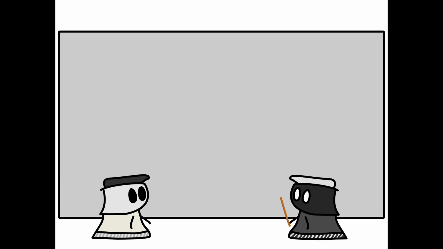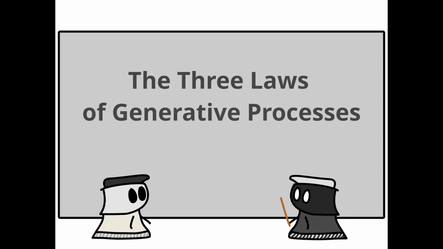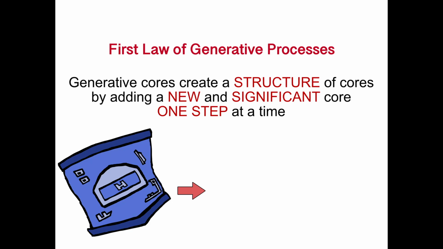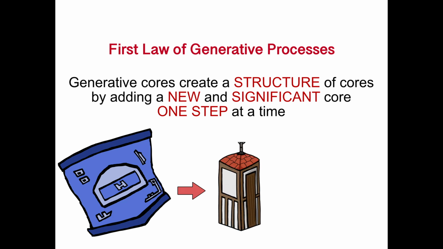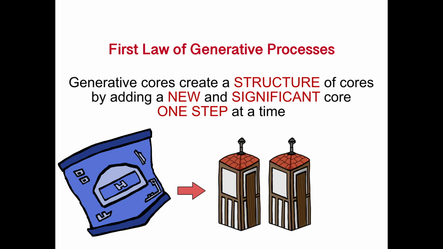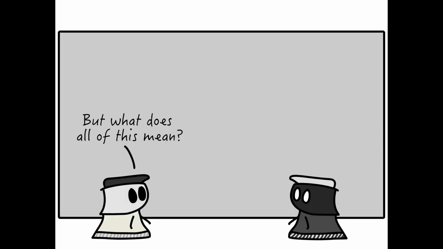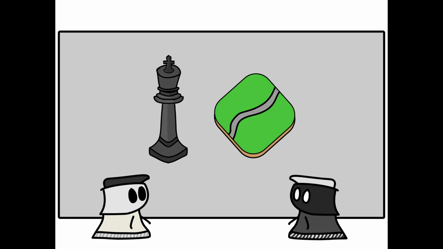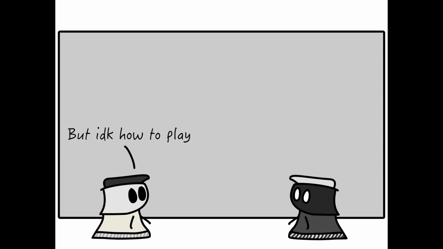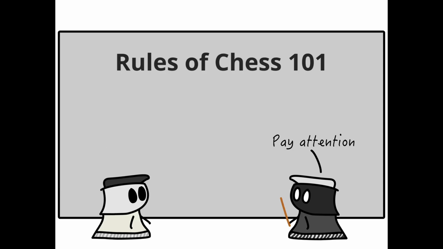Let's define what a generative core is by the 3 laws of generative processes. 1. Generative cores create a structure of cores by adding a new and significant core one step at a time. To understand what a generative core is in actual gameplay, let's analyze 2 games which feature cores that are generative: chess and Carcassonne. Knowing the rules for both these games would be very useful to fully understand the contents of this video, but I'll explain them both very briefly in case you're not familiar with either of these games.